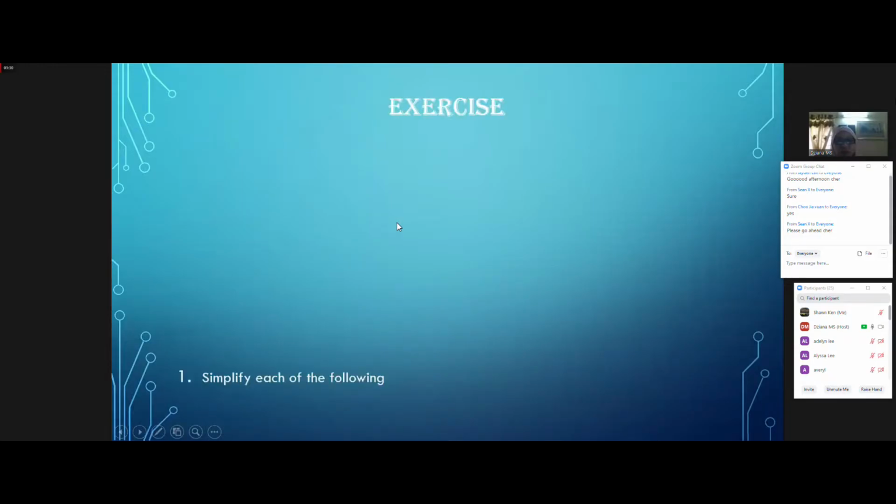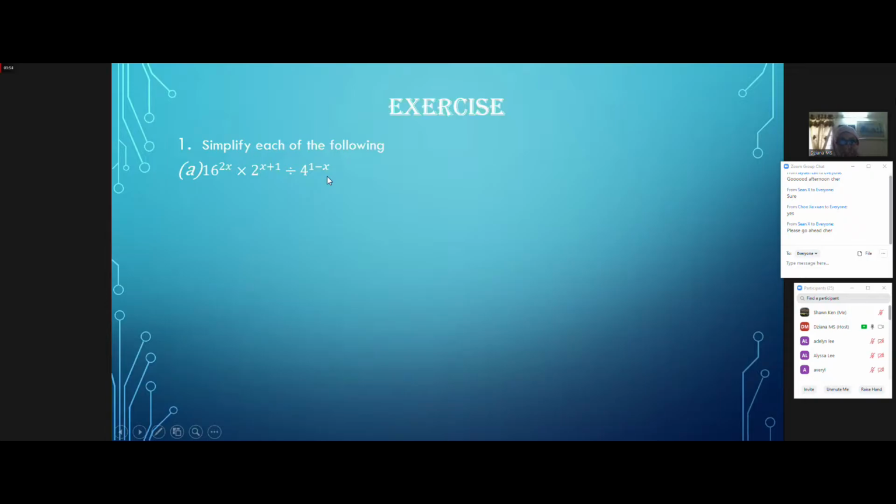Okay, now you just go straight to the exercise. If you still remember, you have to simplify this one. Okay, it's a very simple question. You only have to simplify this term. So you have 16 to the power of 2x times 2 to the power of x plus 1 divided by 4 to the power of 1 minus x.